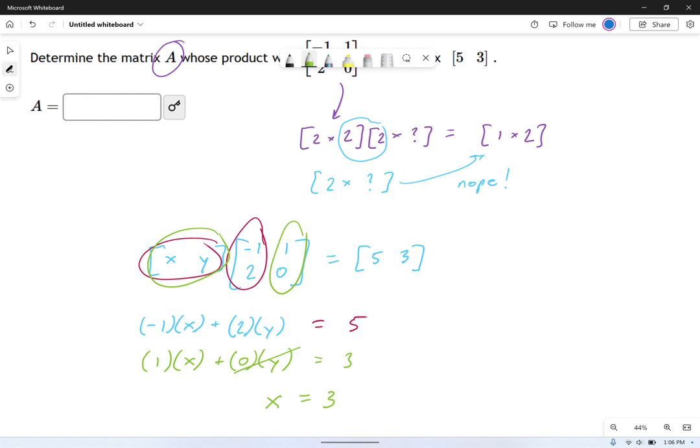You plug that back into the equation up here, and you get the following. -3 plus 2y equals 5. That means 2y equals 8. That means y equals 4. That means the answer here is going to be this: 3, well, no comma there, but 3, 4.